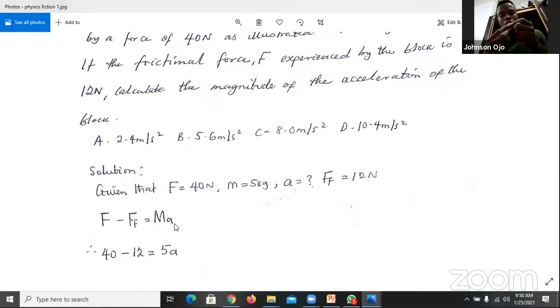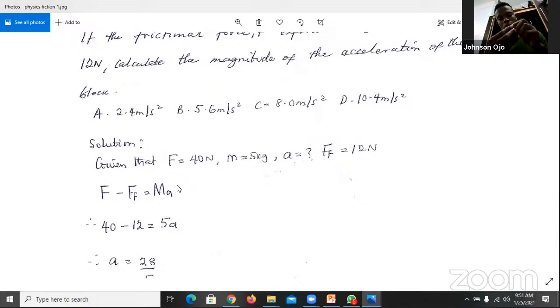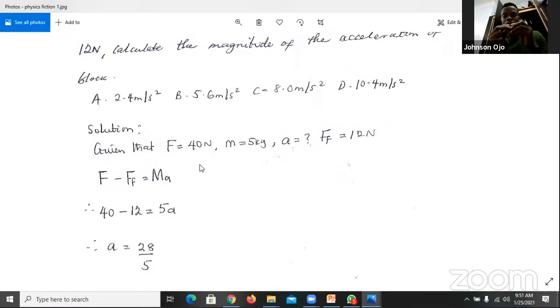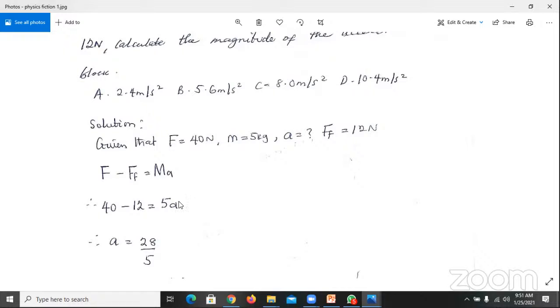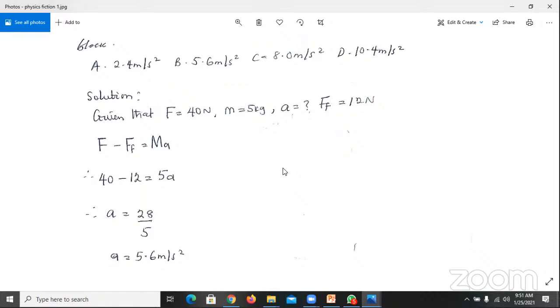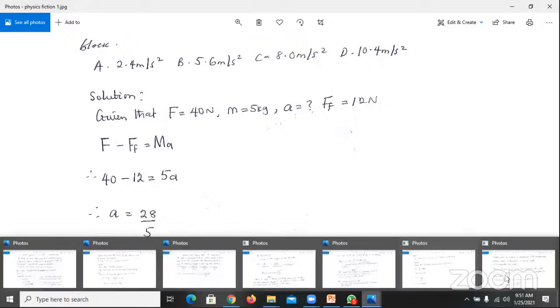I'll make A the subject of the formula. So it becomes 28 all over 5. I hope you know this formula, F equal to MA. Force is equal to mass times acceleration. So that's the simple formula that was used. So if you do 28/5, you get 5.6 meters per second squared. Is it clear? Yes, sir. Is it clear? Yes, sir.